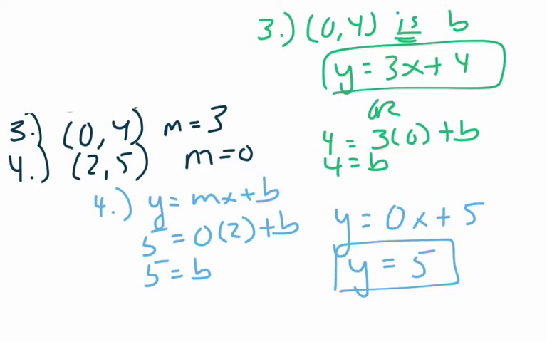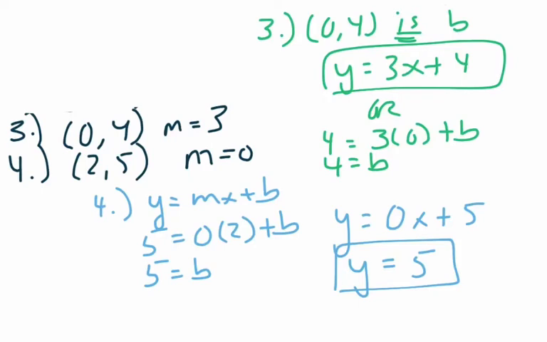Now, if you didn't notice that, then the work would look something like this, where you plug in the 4 and the 0. 3 times 0 is 0, giving you the b value is equal to 4. And there's nothing wrong with that. It's just doing a little bit of extra work. So if you didn't catch that, make a little note when you do the correction, just that, if I notice that this is the y-intercept.